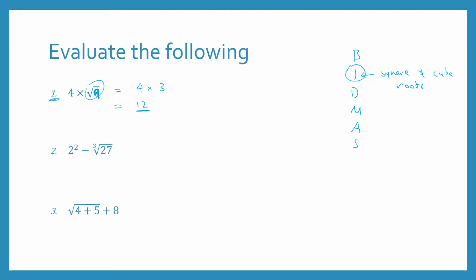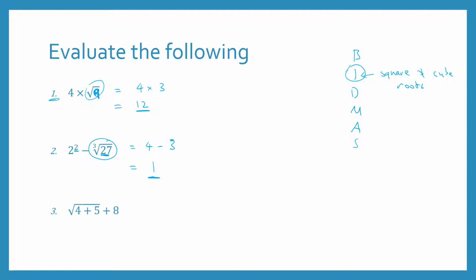The next one, we're going to look again. We don't have any brackets, but we do have indices. We have this one here, and we have our cube root. So we're going to do those. So we get 2 squared is 4, minus our cube root of 27. Hopefully you realize that that's 3. If you get 3 times 3, that's 9. Times 3 again, you get 27. If you were to put the cube root of 27 into your calculator, you get 3. So now we have 4 minus 3. That becomes easy. We just take away, we get 1.